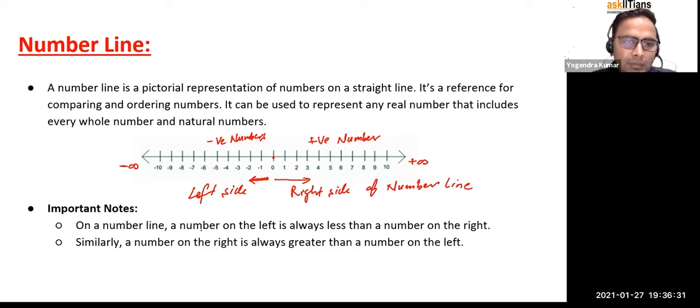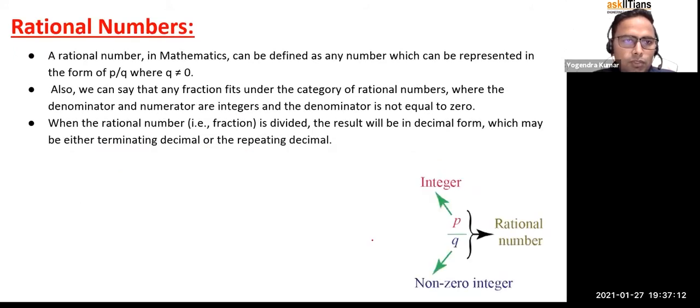So important notes on a number line: the number on the left is always less than the number on the right. This is a very, very important point. A number on the left means the number which is lesser. On the left is what? Minus 10, so that is less. We will be reading the numbers from this side, left to right. Increasing order is like this: from left to right it increases. A number on the right is always greater, right? I think it makes sense. You might be understanding this, right? Okay, very good. Next, I think we can move on.